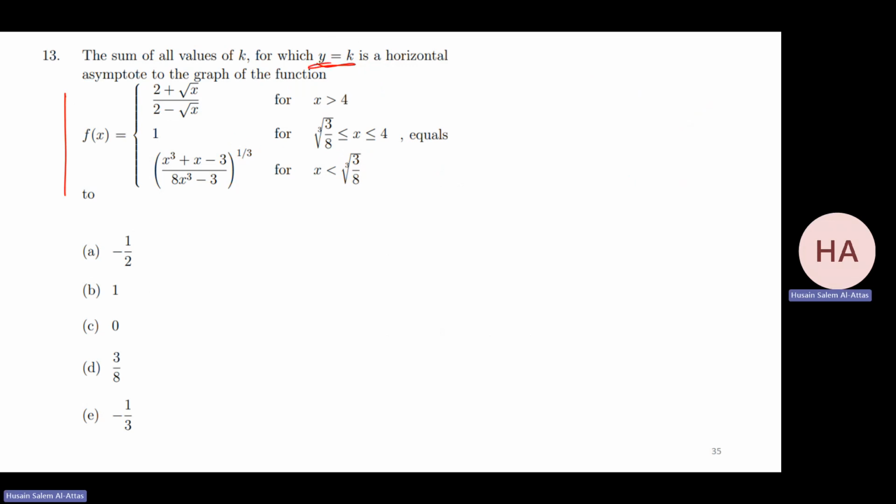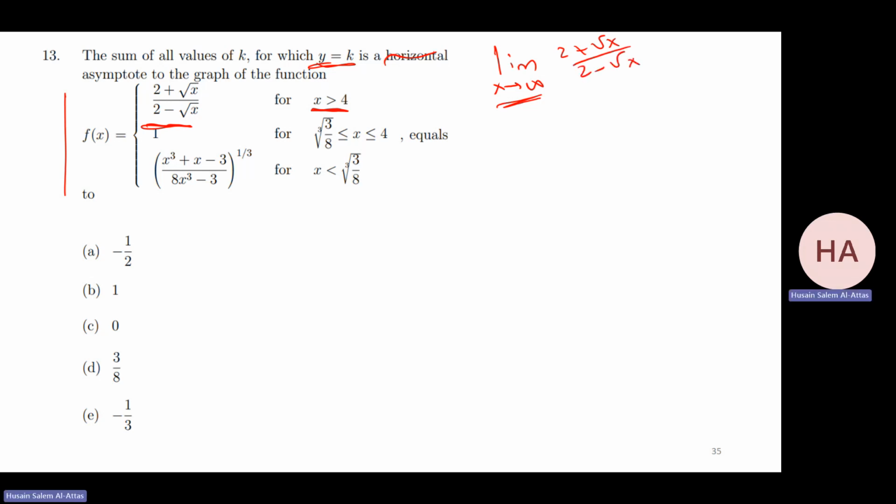You know, to check, they have a piecewise function in this case. I'll check y equal k, horizontal. So check the limit as x goes to infinity. Since it's piecewise, x goes to infinity, I am in x greater than 4, I mean I am in this function. So we'll take this function.